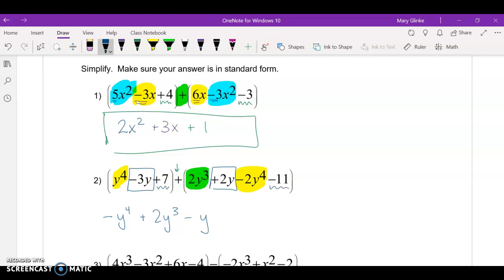And then my last two to combine here are positive 7 and negative 11. So that becomes negative 4.